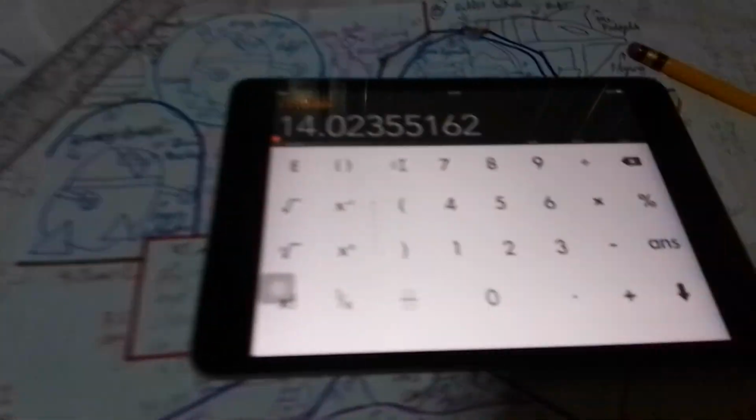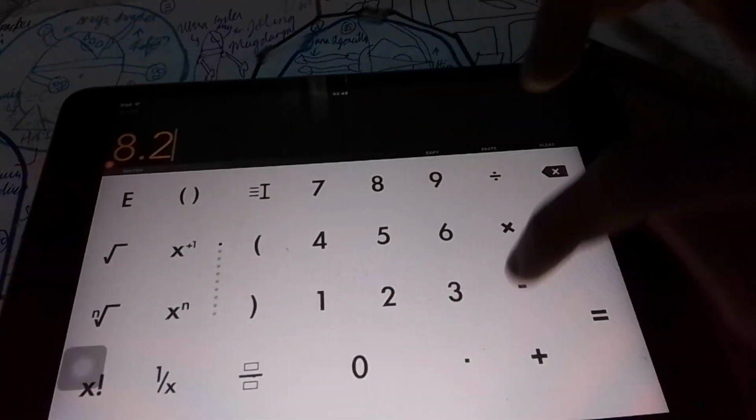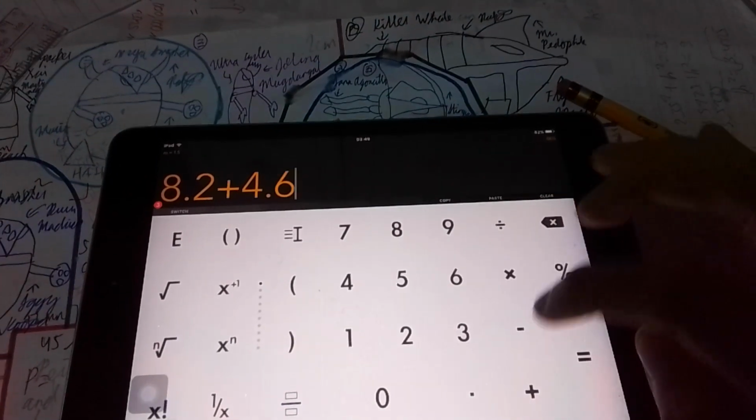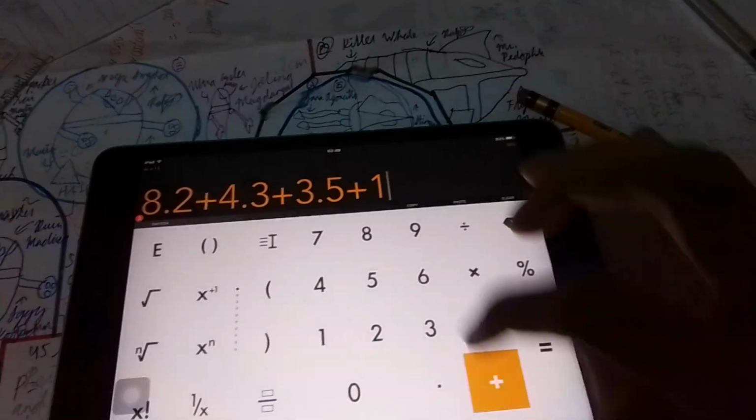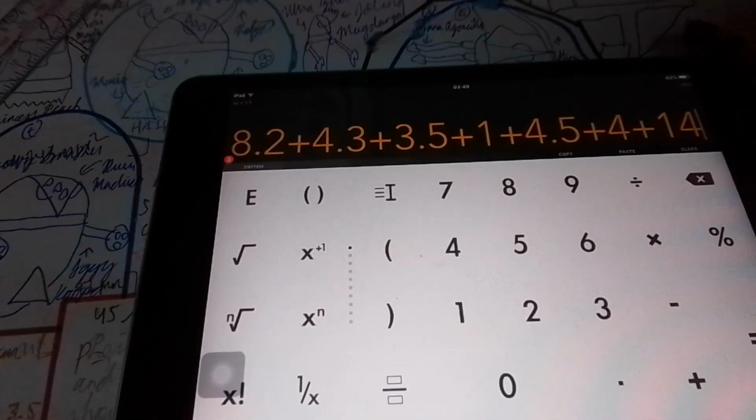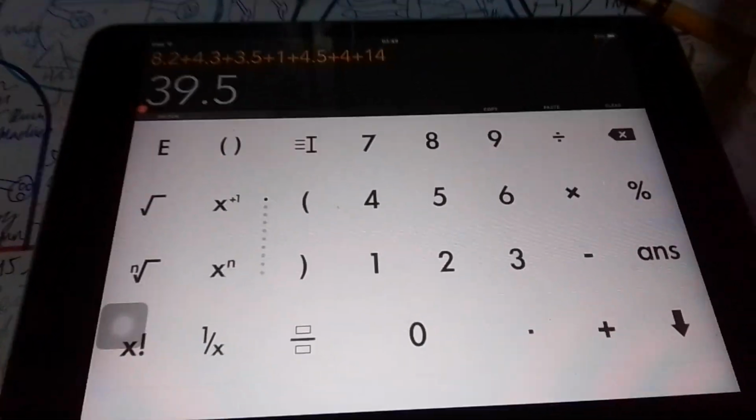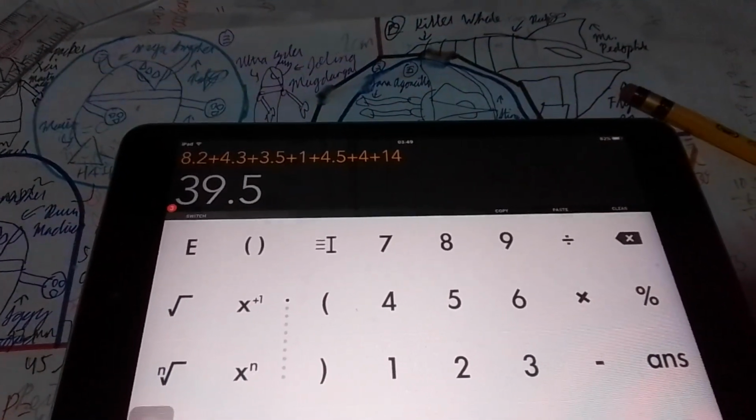Let's do it on a calculator to make it faster, alright? So what do we have? We have 8.2, right? Plus, what else? Can you see the numbers? 4.3, right? Then 3.5 plus 1 plus 4.5 plus 4 plus 14. Or if I were you, you can add the numbers first. And you should get something like this. So that's the perimeter. The perimeter of the figure is 39.5 cm.